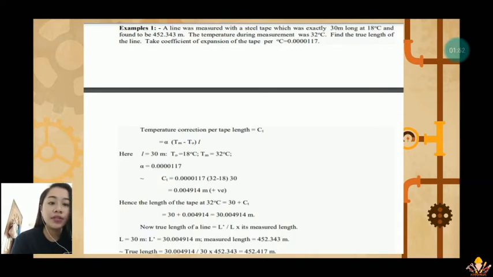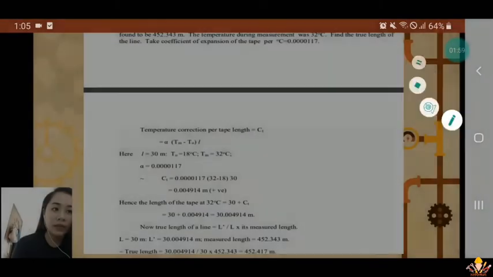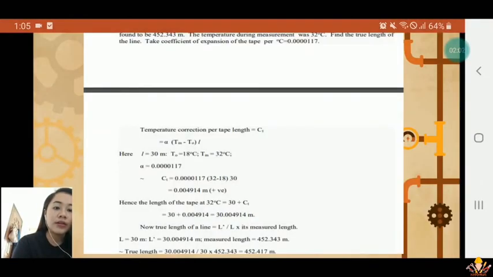And then your total length now is 30.004914 meters. So now the true length of a line can be acquired through the recently acquired length over the nominal length, times the measured length, which is 30.004914 divided by 30 times 452.343, which is equal to 452.417 meters. So that is now your true length.